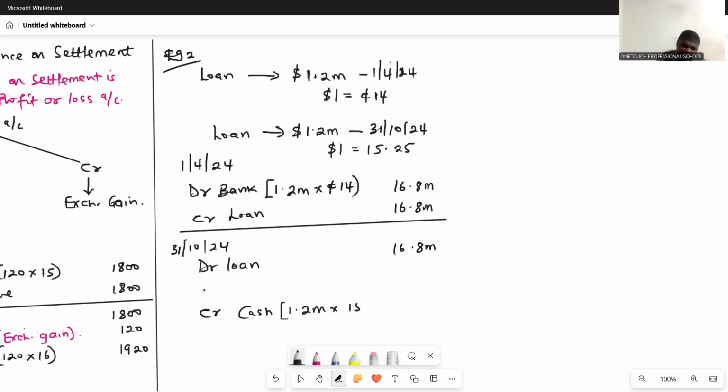So times 15.25. How much did we pay in cedis for the same 1.2 million? 18.3 million. So the difference, you see that it will be at the debit side, P&L, right? And it's an exchange loss. So if your double entry is not correct, you may struggle here. 1.5 million.